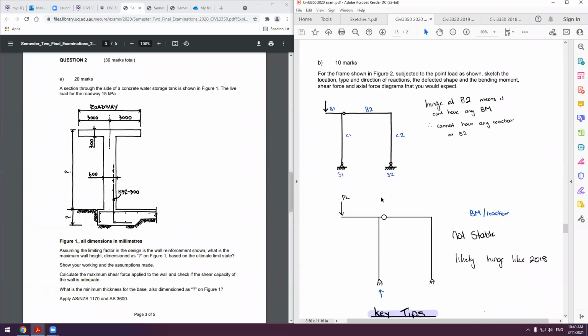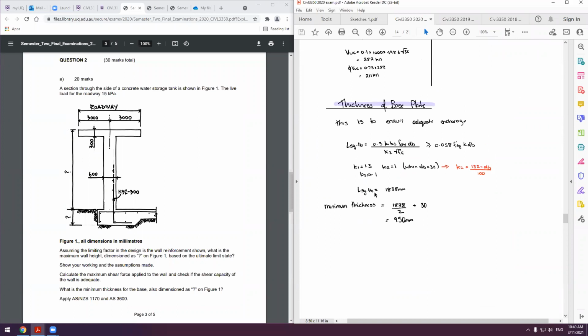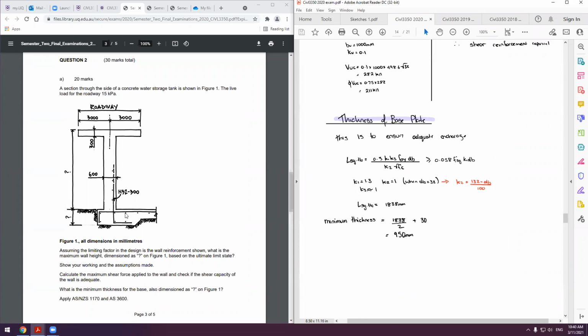Next is my least favorite question in the event. Oh, sorry, with the base one there, why wouldn't we have to worry about the moment capacity? Because you've already got the capacity here. Yeah. And because it says it needs to be thicker, it's all good. Yeah.